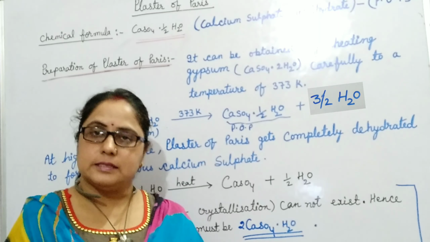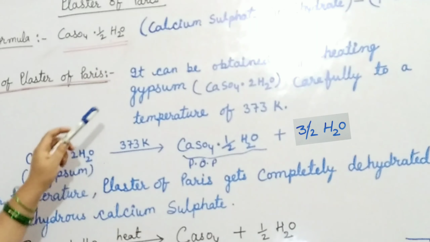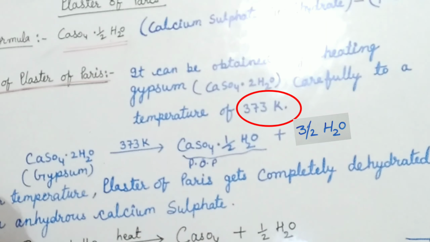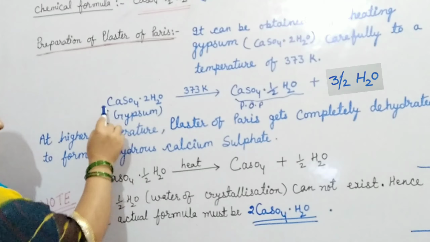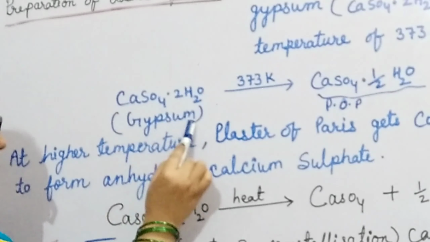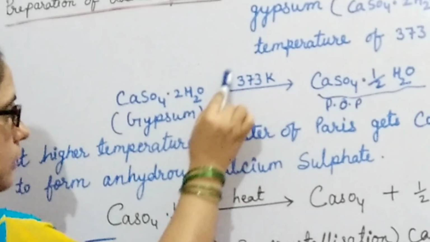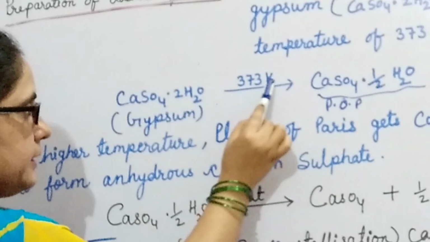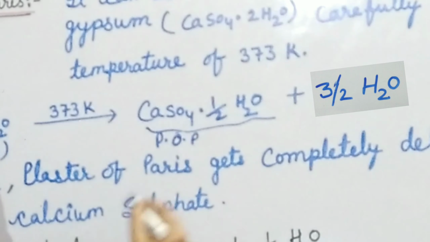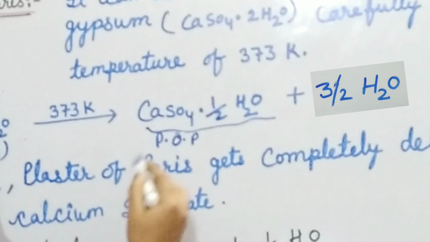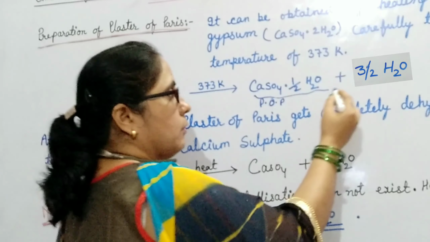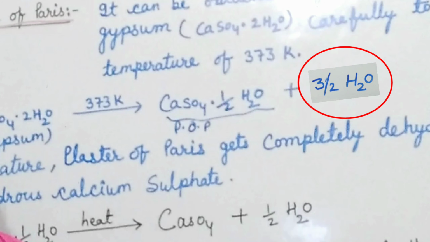Plaster of Paris is prepared when gypsum is heated carefully at 373 Kelvin temperature. Gypsum, whose formula is CaSO4 2H2O, when heated at a particular temperature, that is 373 Kelvin, gives CaSO4 half H2O. This is plaster of Paris. Commercially, it is also called POP. Along with the 3/2 water molecule.